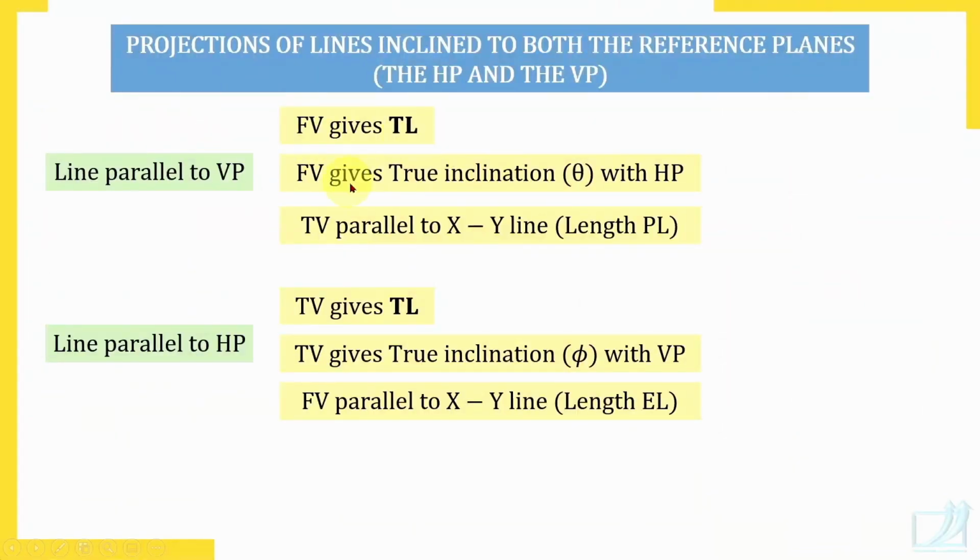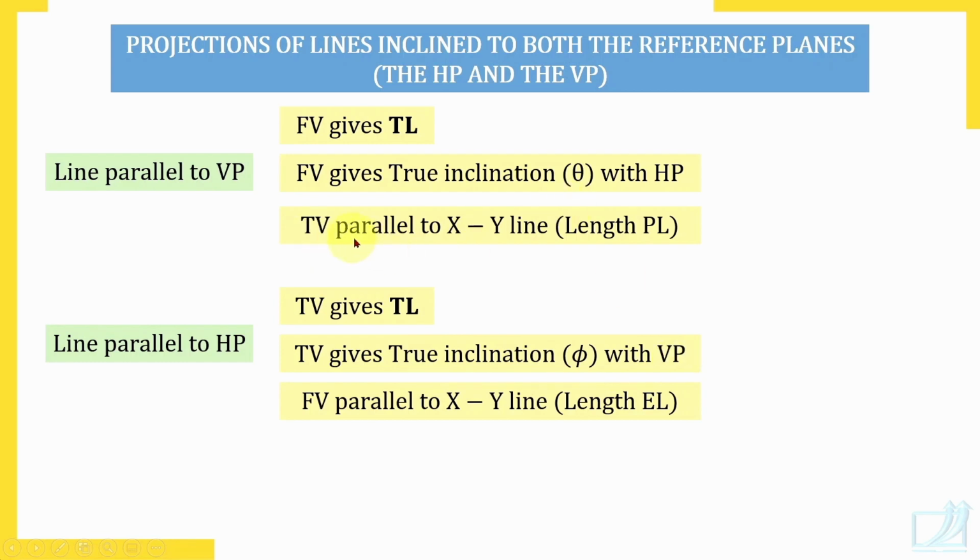Front view gives true length and true inclination with HP. This is very important to remember: only the true length view gives true inclination. Check here, top view gives true length and true inclination. Only true length gives true inclination. Also remember here, theta is the standard notation for true inclination of a line with HP, and phi is the standard notation for true inclination of a line with VP.